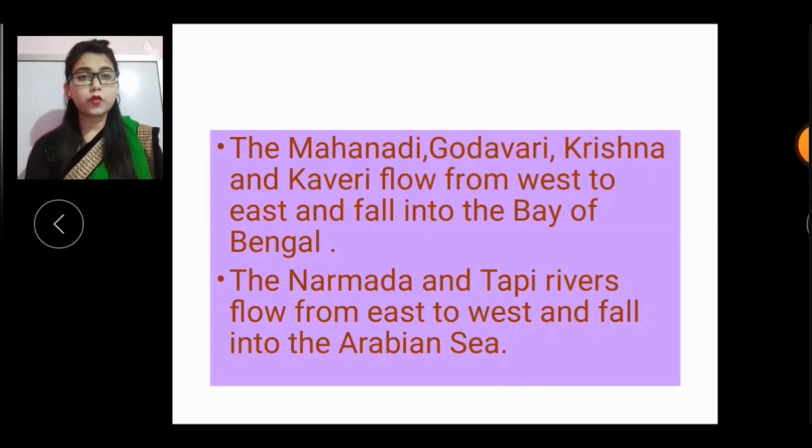So students, do you know why these Mahanadi, Godavari, Krishna and Kaveri flow from west to east? Because most of the Deccan Plateau slopes from the west to east. So that is why these rivers are also flowing like that.